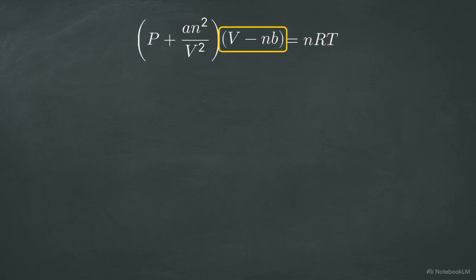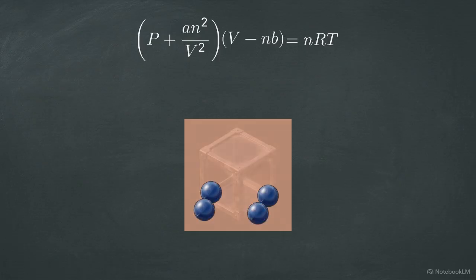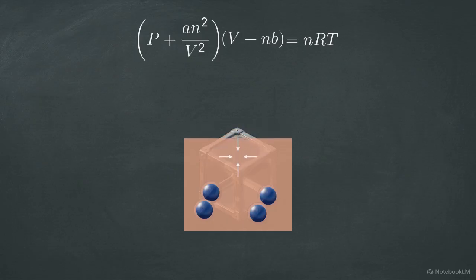Next, we look at the volume bracket and isolate the B term. This corrects for the physical size of the molecules. You can remember B for big particles. By subtracting nB, we mathematically remove the actual physical volume occupied by the particles themselves. What remains is only the true empty space available for the gas to compress into.